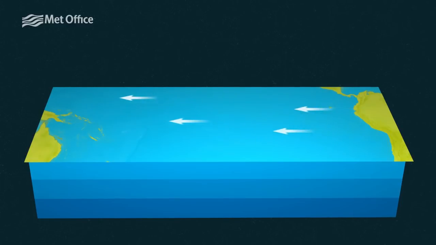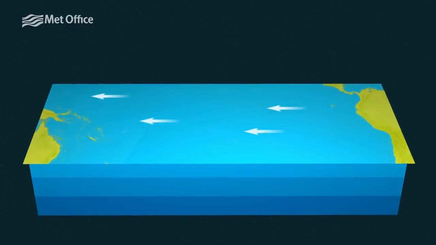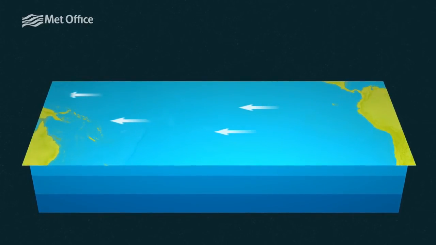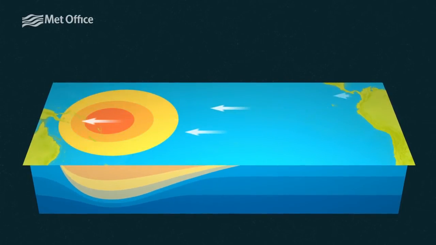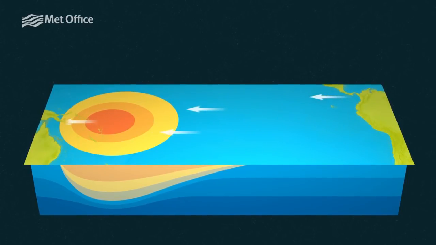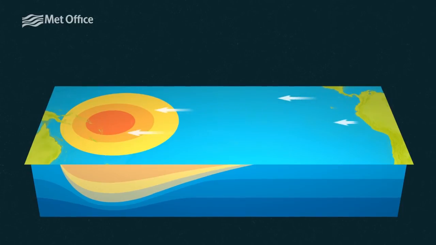Firstly, we need to know what's normally happening in the tropical Pacific. This vast stretch of ocean sees consistent winds, called trade winds, that blow from east to west. These winds push warm water near the surface in their direction of travel, so the warm water piles up on the western side of the ocean around Asia and Australasia.